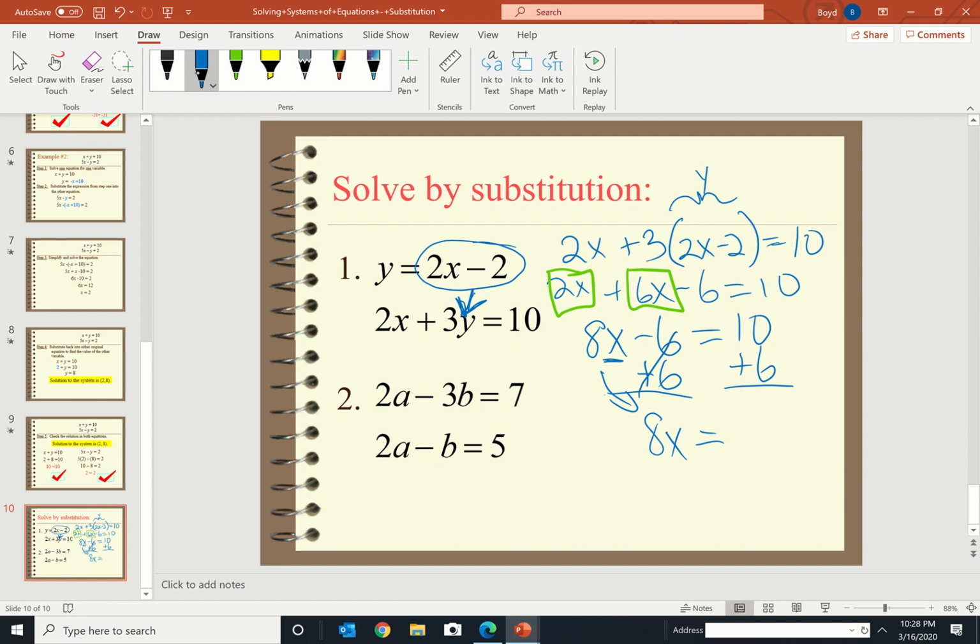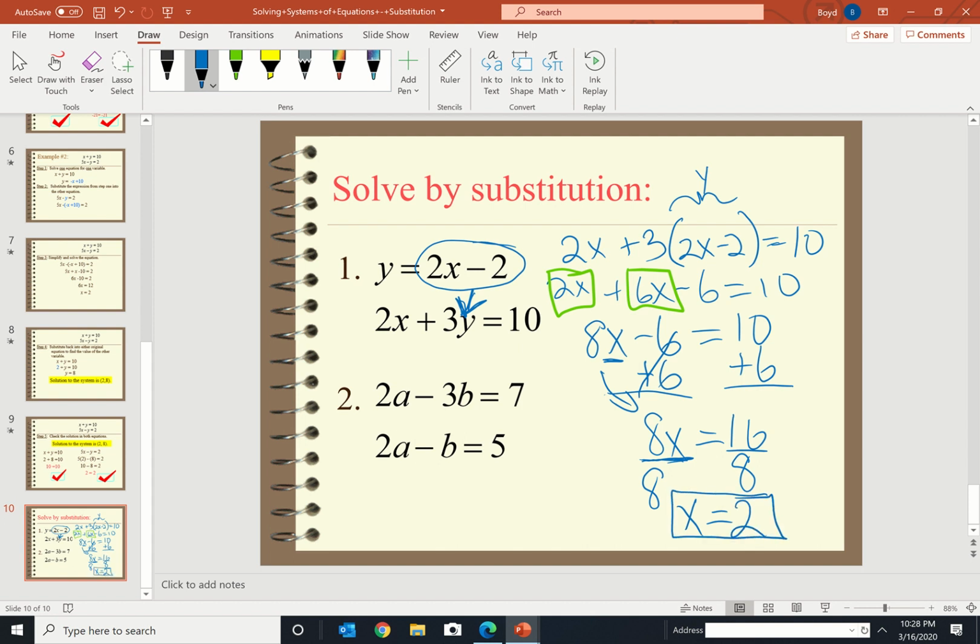And 10 plus 6 is 16. I identify my variable, see what operation is being done to it. It is being multiplied by 8. So I do the opposite, which is to divide by 8. What I do on one side, I must also do on the other. And now I've figured out that x is equal to 2.